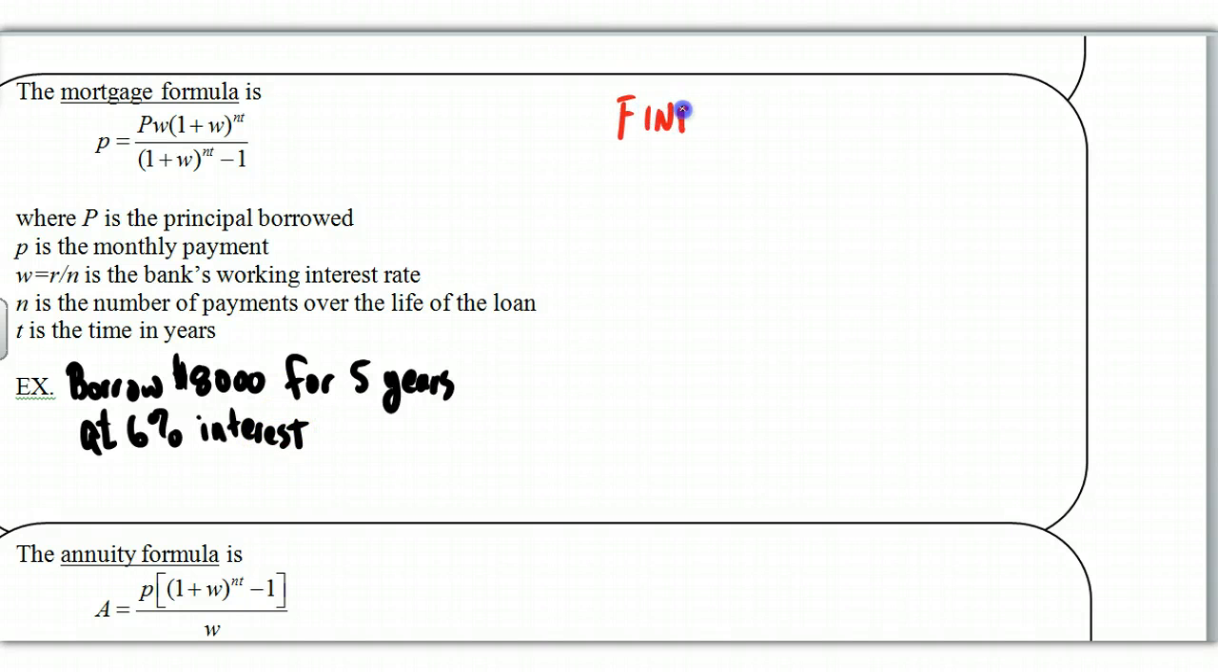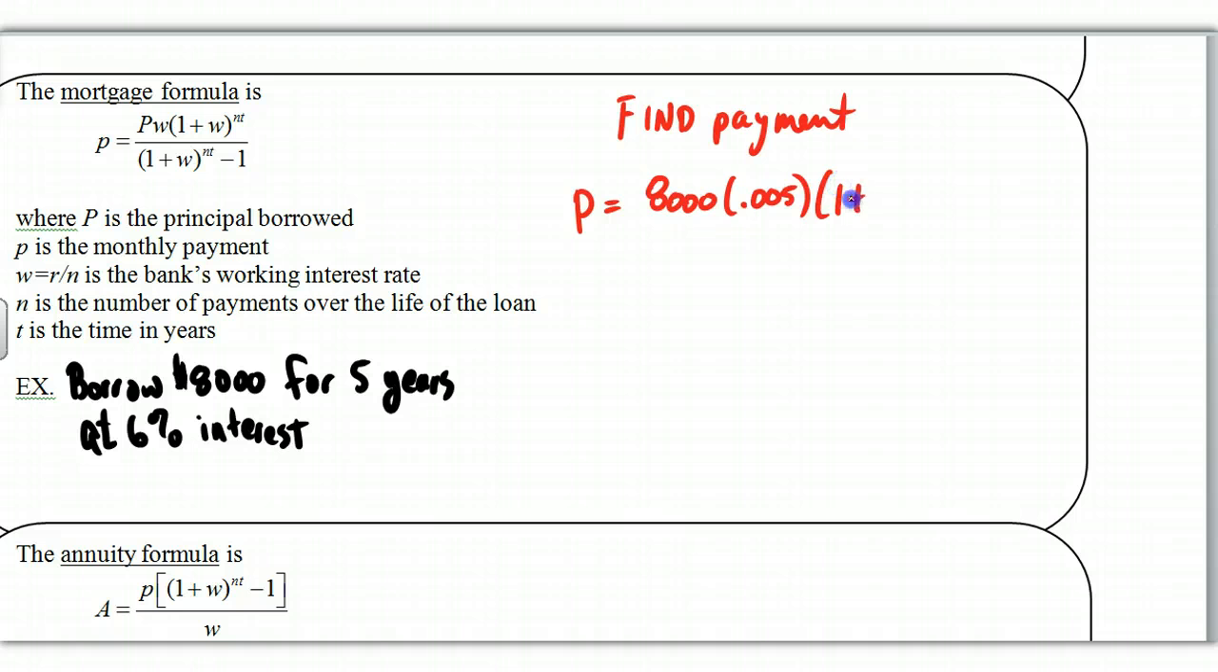So if I want to find the payment, what I have to do is just plug and chug. So p is equal to, I got my 8,000. My working interest rate again is 0.005. And I don't have a 1 in this one out in front. Then I do have a 1 inside.